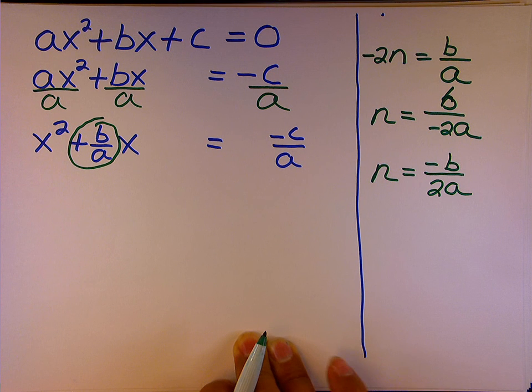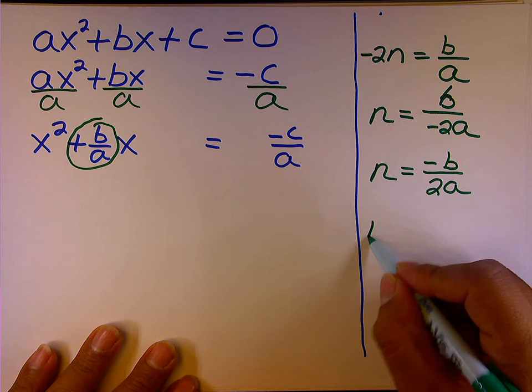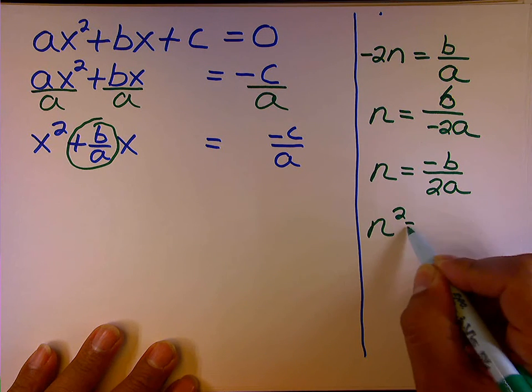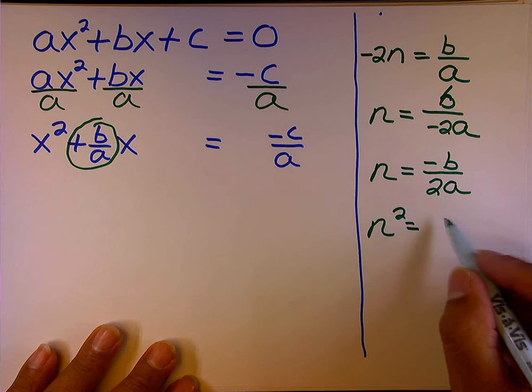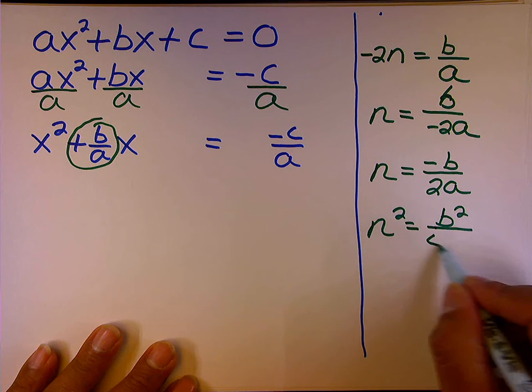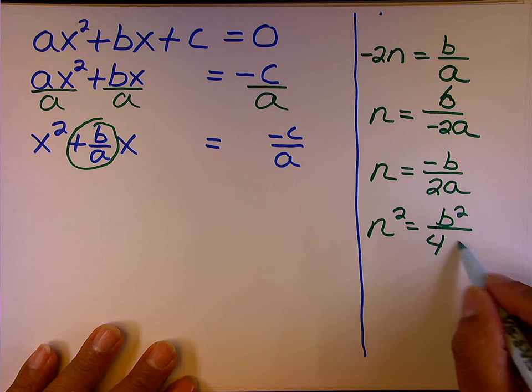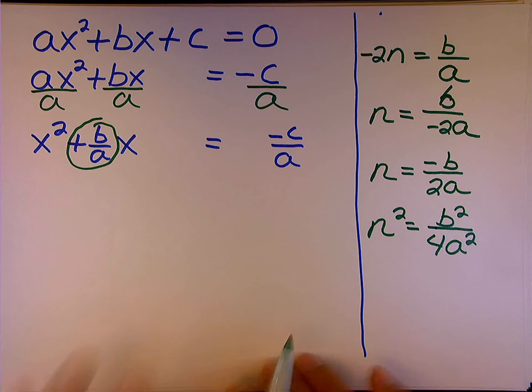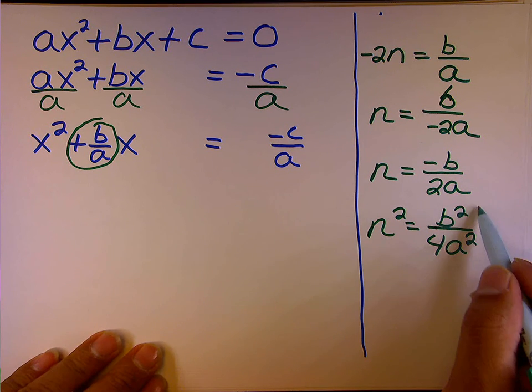The next step is to identify n squared. I will identify n squared by squaring both sides. Negative b times negative b is b squared. 2 times 2 is 4. And a times a is a squared. So I have identified n, and I have identified n squared. To produce the perfect square trinomial, I have to add n squared to both sides.